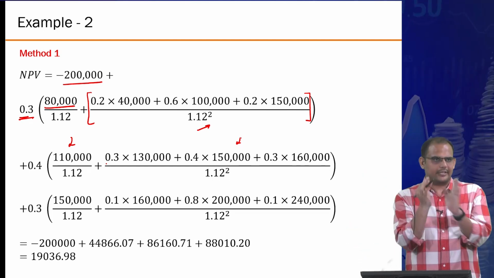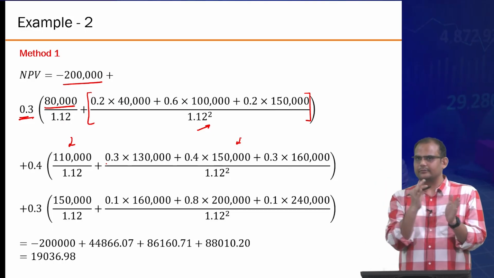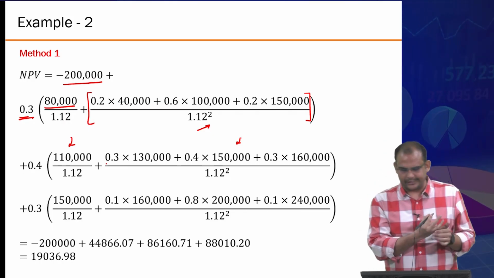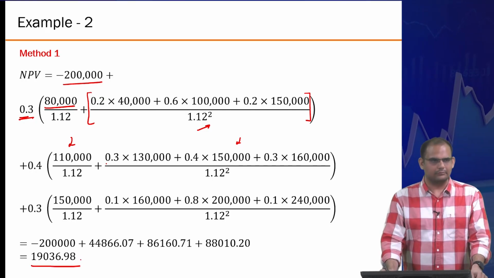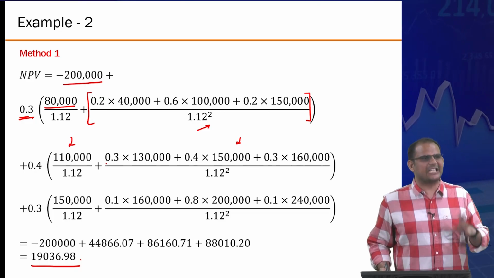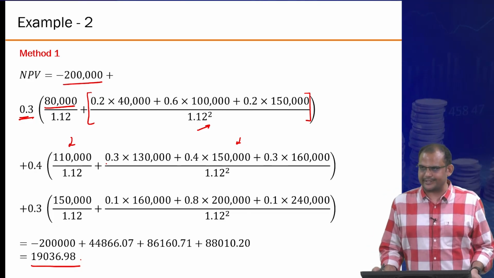Essentially, you are crashing. This is basically called a tree diagram. You are crashing the nodes of the tree in a sequential manner, right? So this final outcome will be 190,036 rupees, which is your expected value of this cash flow, the expected present worth of this cash flow series.